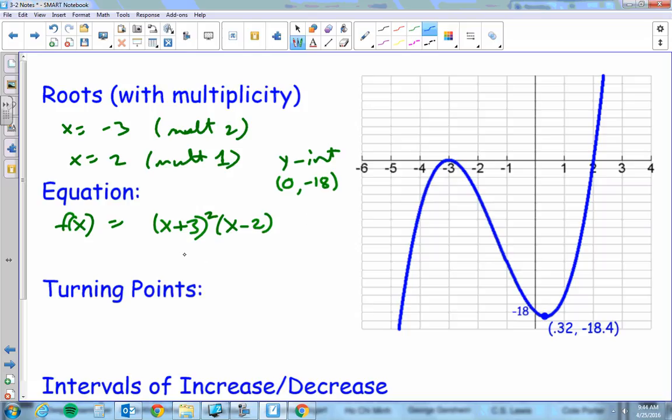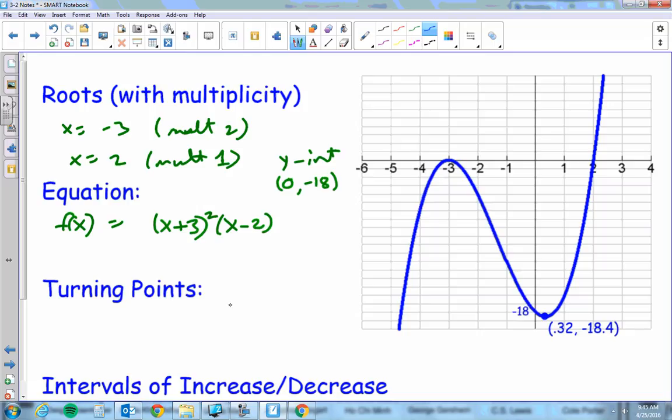So listen, if you plug in 0, then our function, our answer, better produce negative 18. And if it doesn't, then we need to figure out what coefficient to put here to make it work out to negative 18. If you plug in 0 here, you get 3 squared is 9. If you plug in 0 here, you get negative 2, which is negative 18, which means we're done. The coefficient is 1, we don't have to change it. But that's how you figure it out.